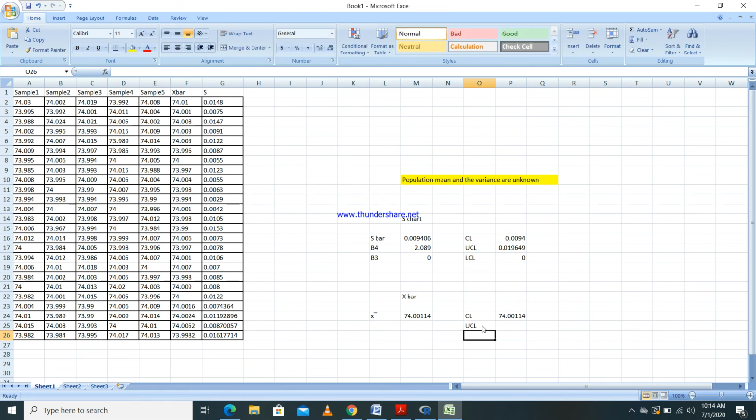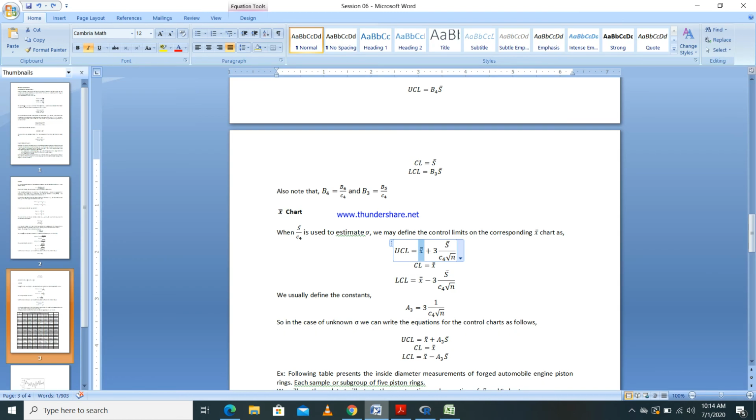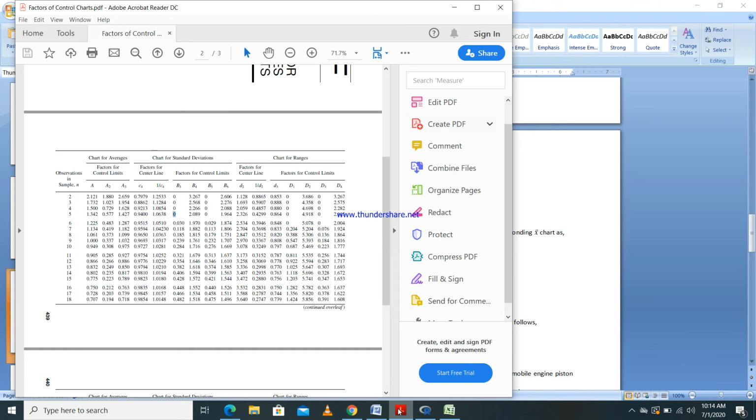And now again we have to calculate the upper control limit as well as the lower control limit. If you have a look at the equations, the upper control limit is equal to x double bar plus A3 times S bar, and the lower control limit is x double bar minus A3 times S bar. So we have to read A3 from the table. I'm going to read the A3 value from the factor table, and our sample size is 5. So the A3 value is here, that is 1.427.